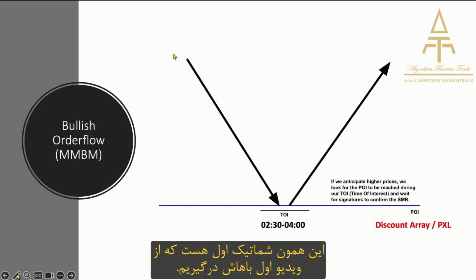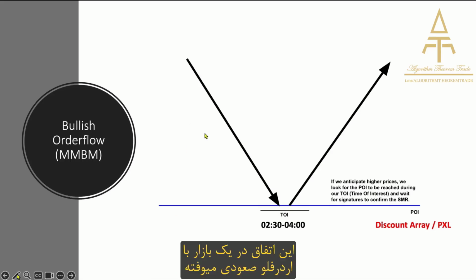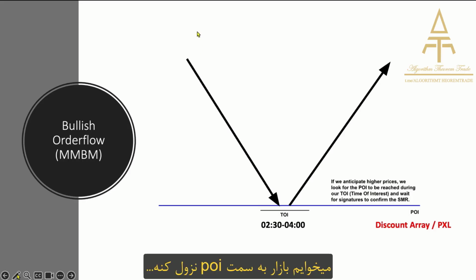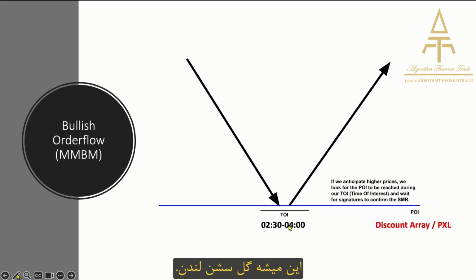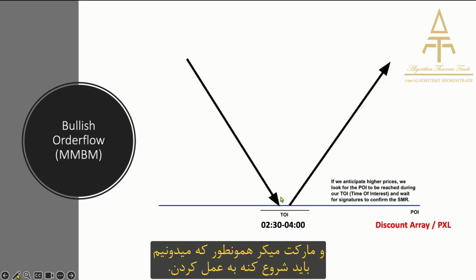So as we know, this is the schematic that we have been working with ever since the release of the first lecture. This is what occurs inside of a bullish market, inside of bullish order flow, aka a market maker buy model. We want to see the market sell off into our point of interest, and we want to see our point of interest get reached during 2:30 a.m. to 4 a.m. That's the sweet spot for the London session. From there on, we want to see a smart money reversal form, and the market maker buy model should unfold as we know it should unfold.